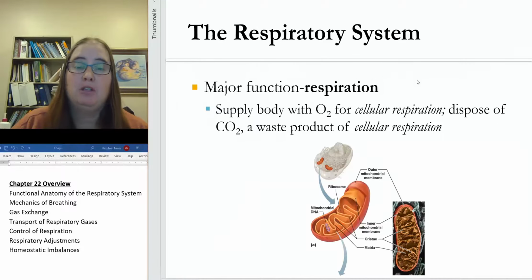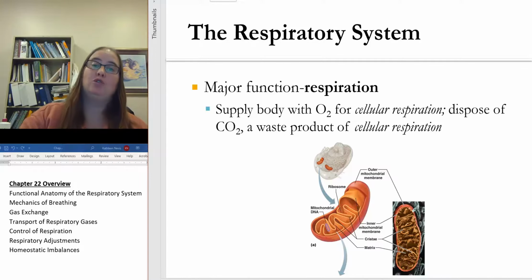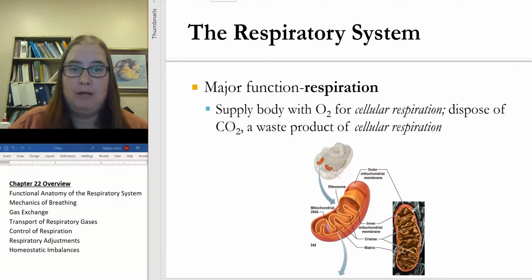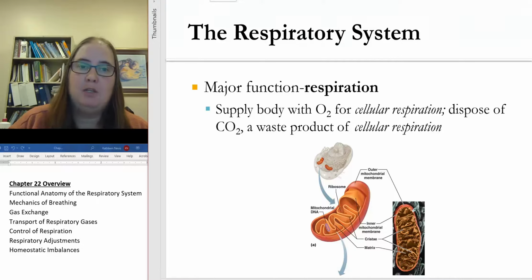So the major function of the respiratory system is obviously respiration. The respiratory system is going to supply the body with oxygen so that we can carry out cellular respiration. It's also going to allow us to dispose of carbon dioxide, which is a byproduct or a waste product of cellular respiration. So again, the whole purpose of the respiratory system, and the reason why we always say you can't survive without oxygen, is because without oxygen you can't carry out this very vital and important process which is required for ATP.